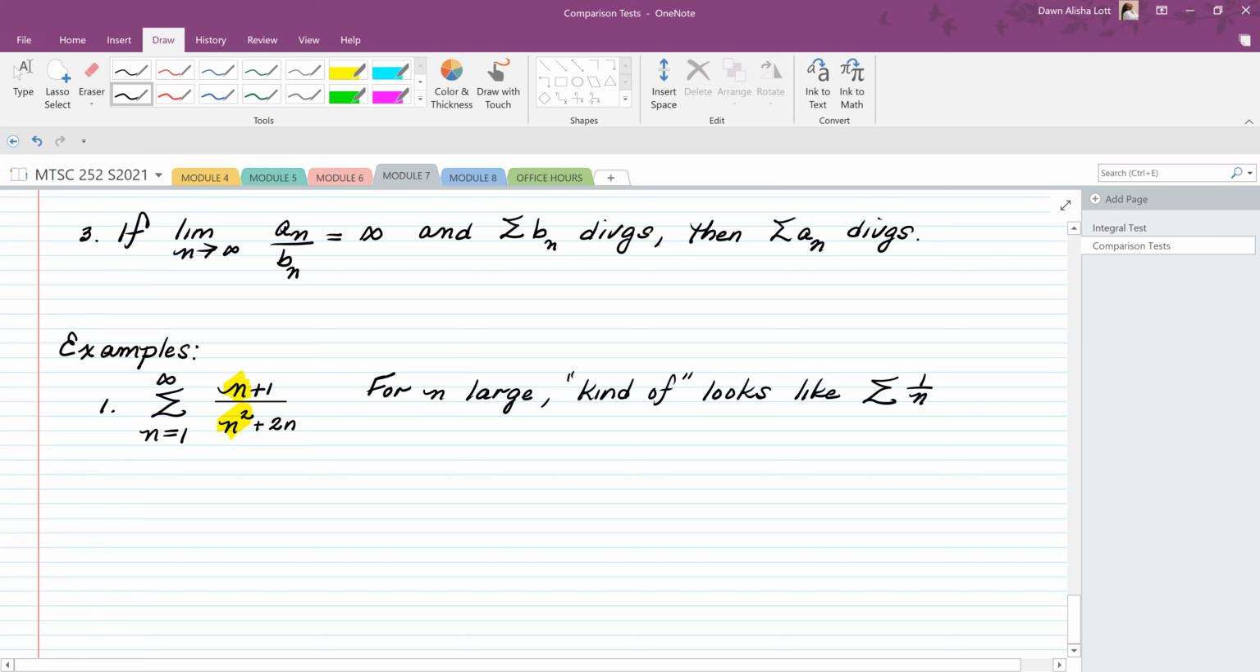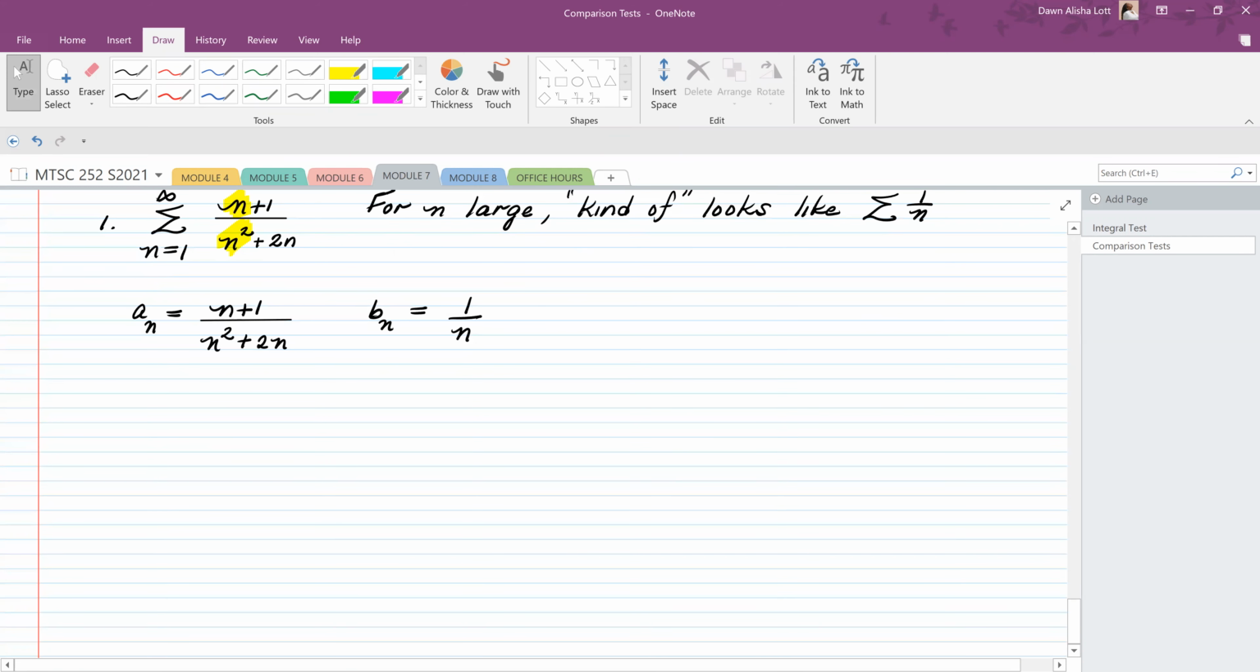Okay. Well, let's see if we can use that series. So here an is n plus 1 over n squared plus 2n. And bn, I'm going to use 1 over n, only because when n gets really, really large, that's kind of what this series is resembling.